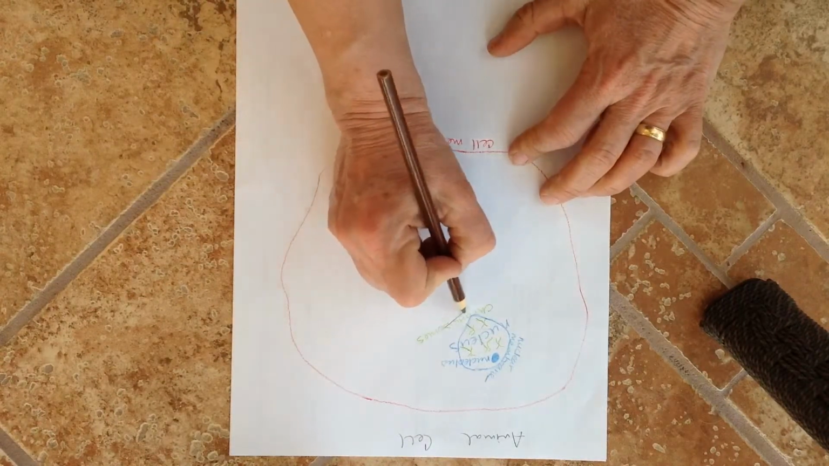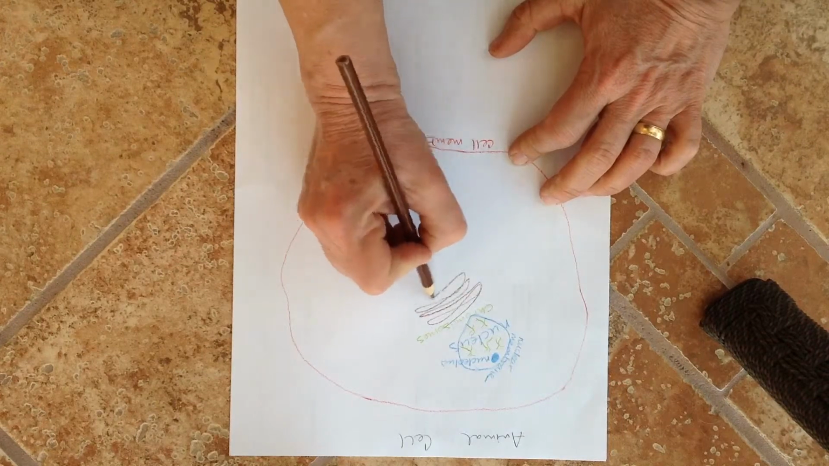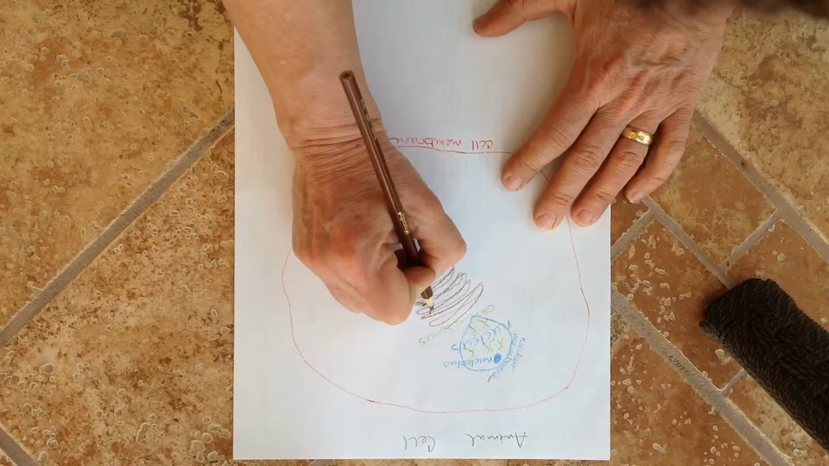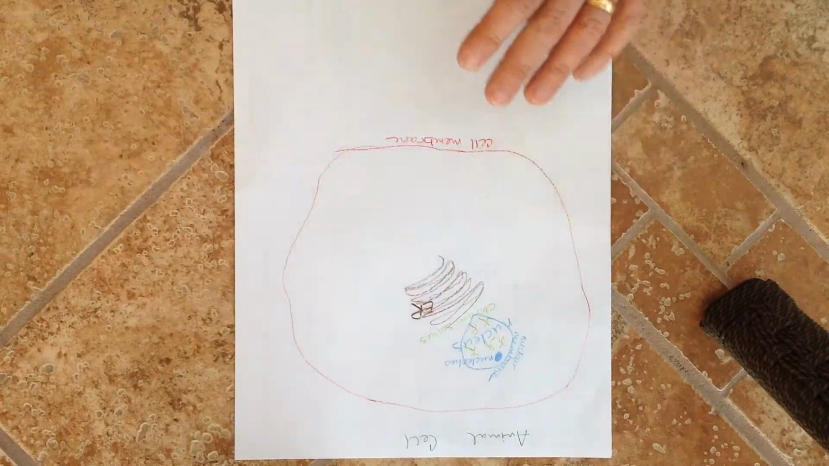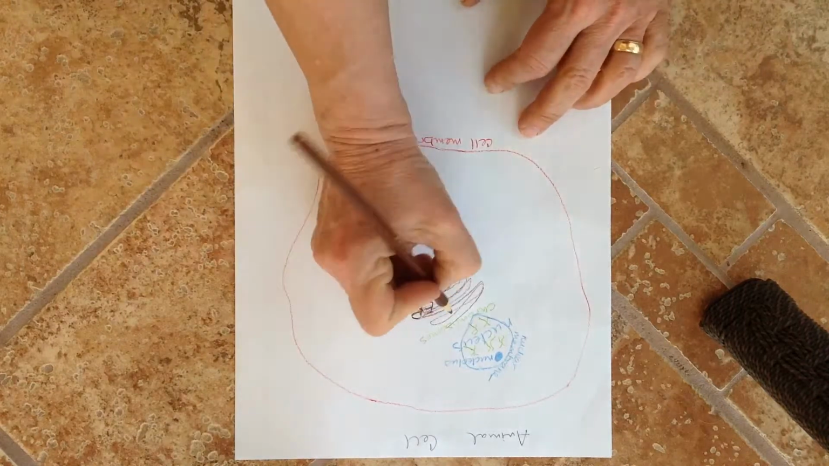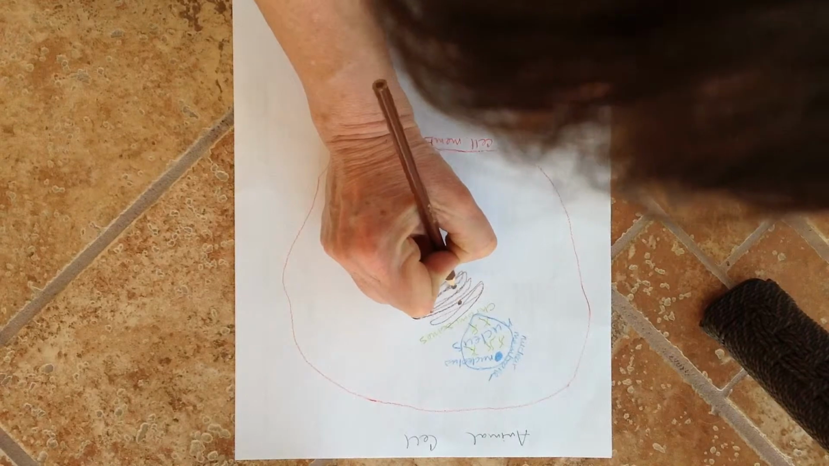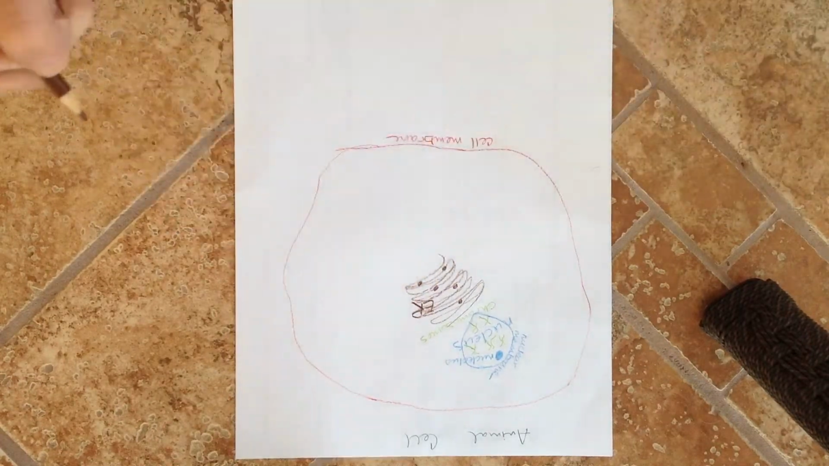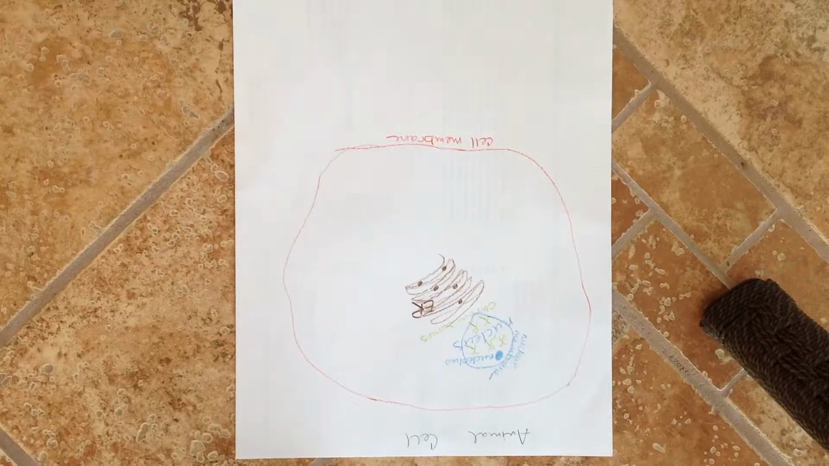Then we'll put the ER in here, which is a big network of tubes. Remember, endoplasmic reticulum. The endoplasmic reticulum produces substances that the cell needs. Some ribosomes could be attached, so let's put some in there. These little circular things. Some ribosomes could be attached. And the ER helps the ribosomes make protein.